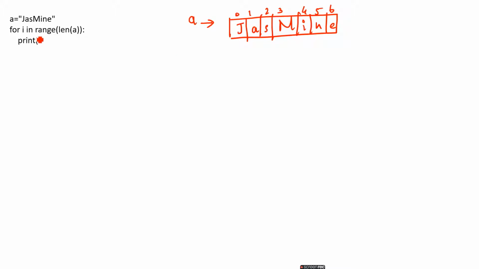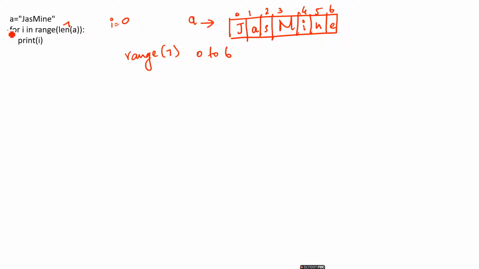Now next, for I in range length of A. So length of A means how many characters are present in the string A. How many are there? 1, 2, 3, 4, 5, 6, 7. So the length of string is 7. Now see, range of 7. Range of 7 means the value will be from 0 to 6. So the first value of I will be 0.